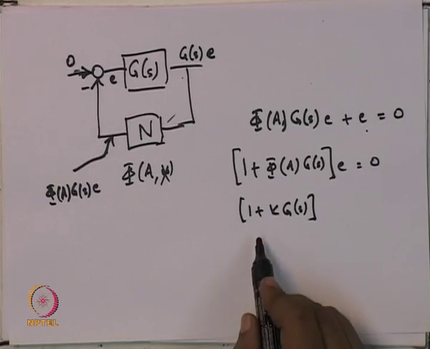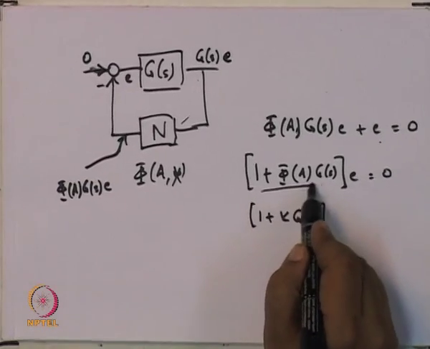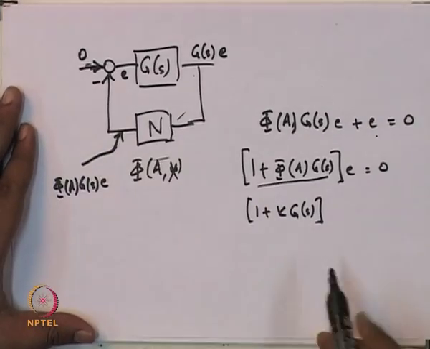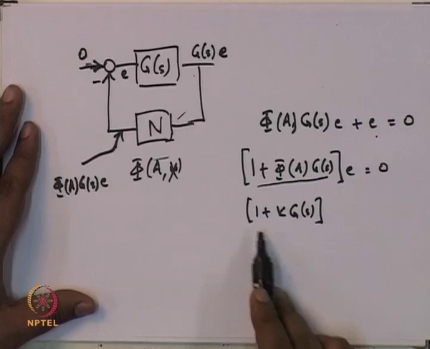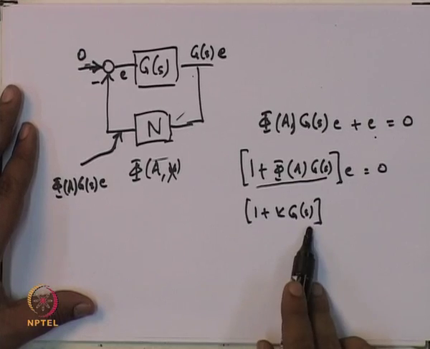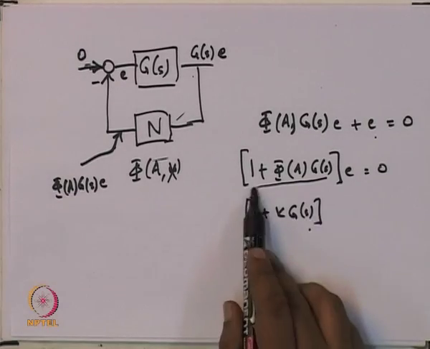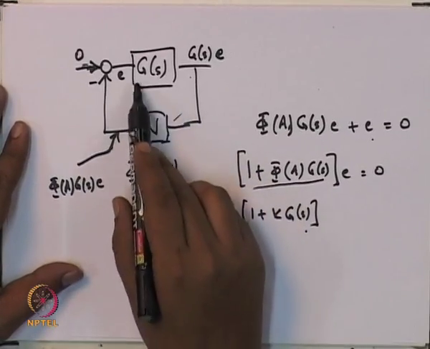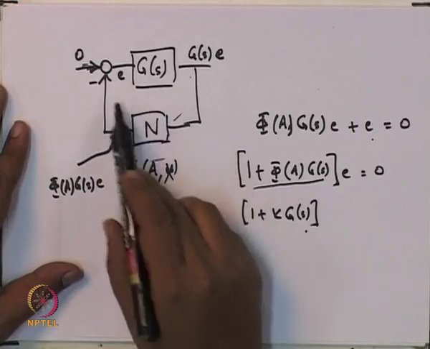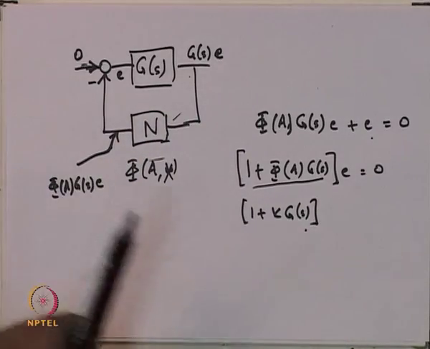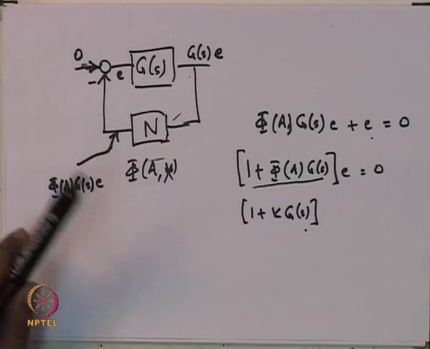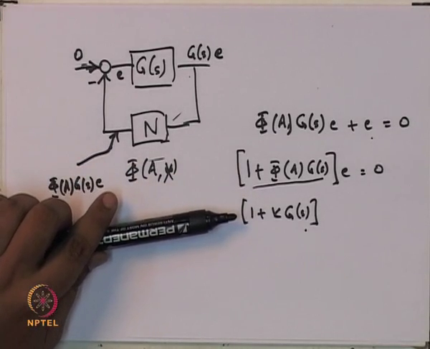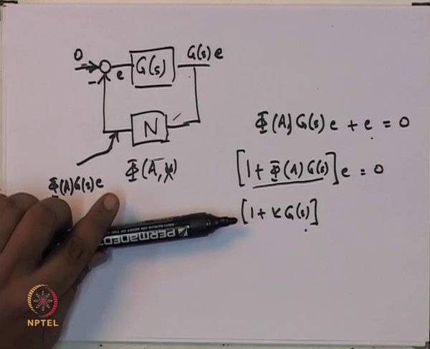So what we have written down here is very similar to the closed loop system equation. The characteristic equation of the closed loop system would have been this. This we can think of as the characteristic equation of the closed loop system when you are thinking of a linear system with a nonlinearity. Now, what we are going to do is use ideas similar to the ideas used for linear systems.